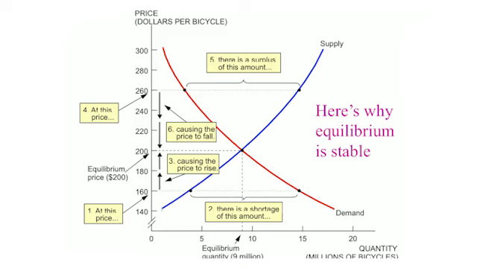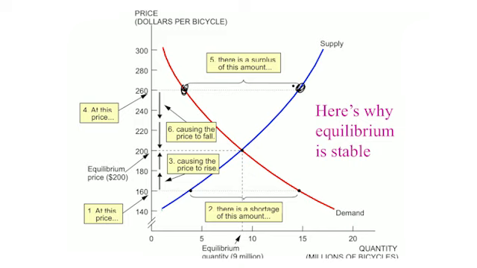Let's do the same thing on the other side. The box labeled 4 says, suppose the price is 260 instead of 200. In this case, at 260, the quantity demanded is at the red line there, and the quantity supplied is over the blue line. Now firms want to produce too many bicycles. The supply is much greater than the demand. There's a surplus, economists would call it.